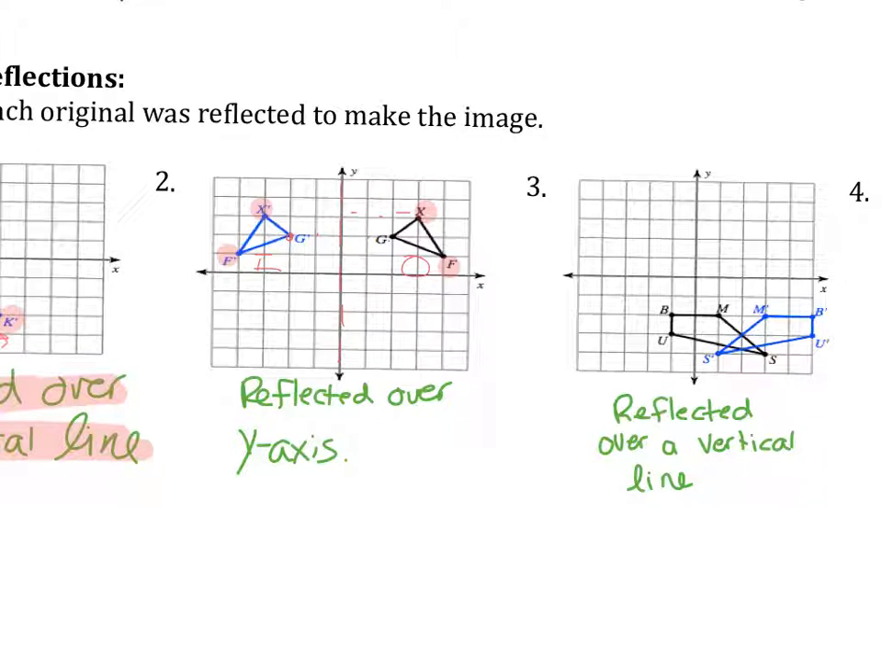So when you describe this, you're going to say reflected over. Now this is a vertical line, but it's a very specific vertical line. It happens to be the y-axis. So when you can be more specific, it's always better to be more specific if it's reflected over the X or the y-axis. So reflected over the y-axis.